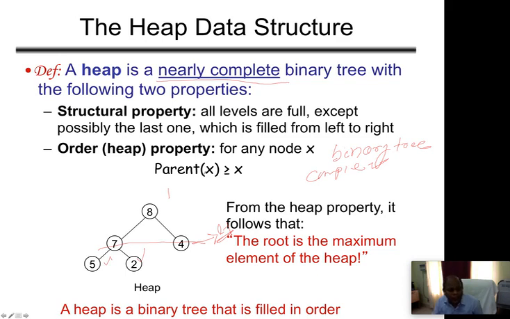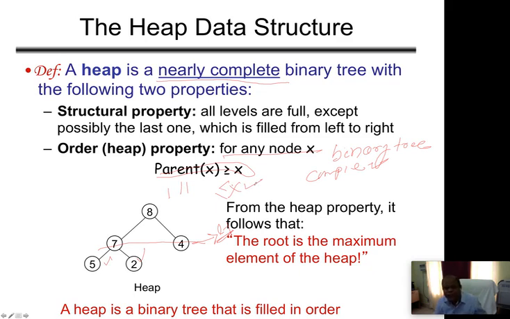And along with it, it also satisfies another property. For any node x, the parent of x is greater than x. That means the value of the parent of x is always greater than or equal to the value of the child. If these two properties are satisfied, we call it a max heap. If the value of the parent is less than or equal to x, then in that case we call it a min heap.